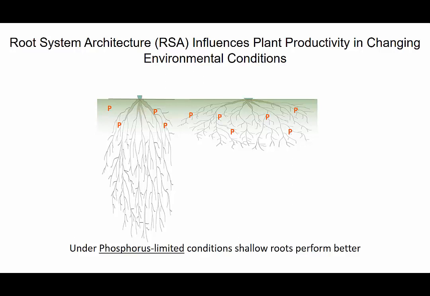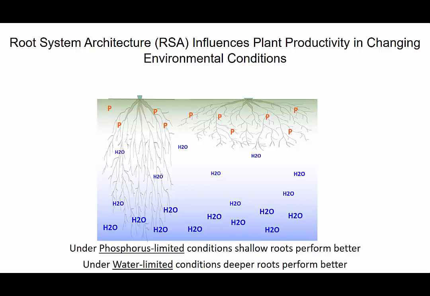So under phosphorus limited conditions, which of course is not necessarily a problem here in the Delmarva, a shallow root system would perform better because the phosphorus sits in that topsoil and the shallow root systems can extract it. In contrast, under water limiting conditions, a deeper root system performs better because it can access those deep water resources within the soil.